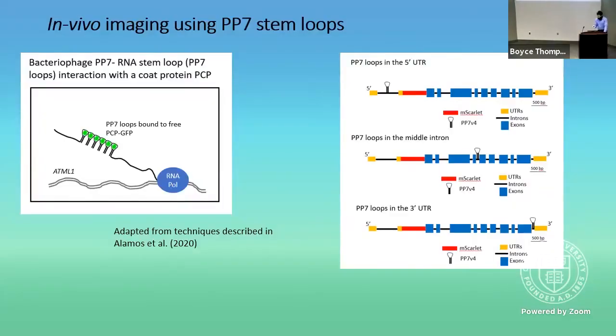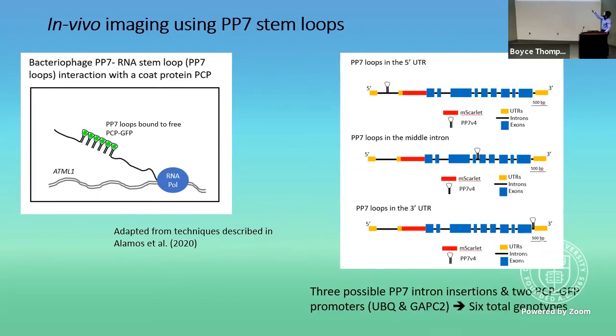So what we did is we took plants in the ATML1-3 background, the loss of function of ATML1, and we gave them a transgene that contained a working copy of ATML1 bound to mScarlet, so that ATML1 would fluoresce red, with the PP7 sequence inserted into introns. Now we had 3 insertion locations.